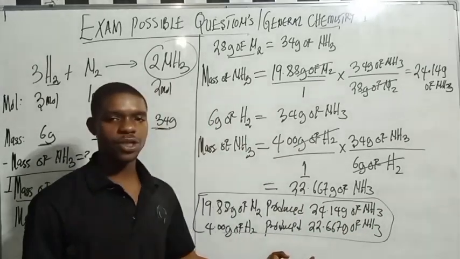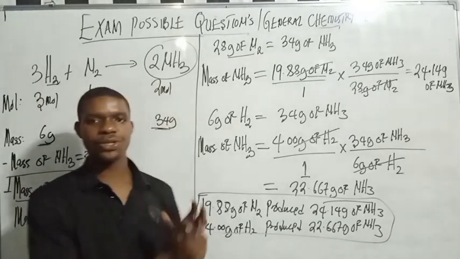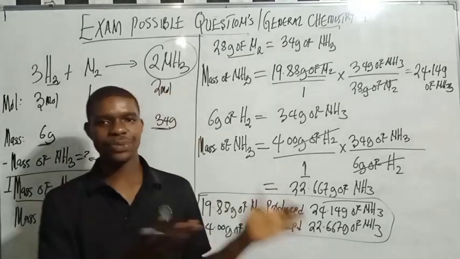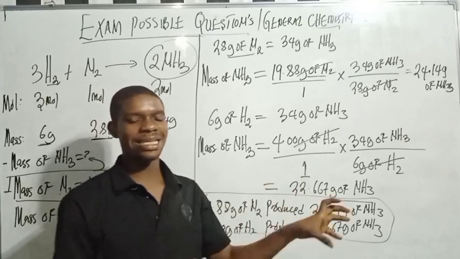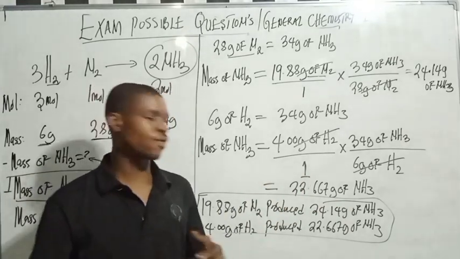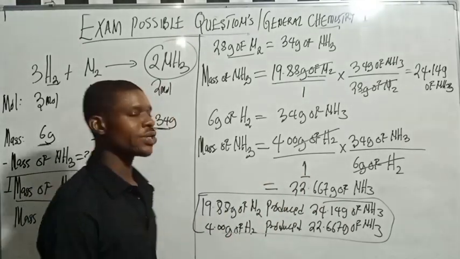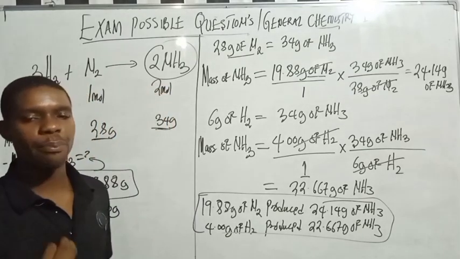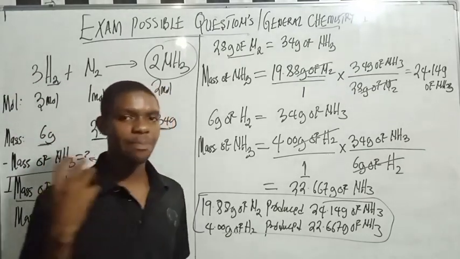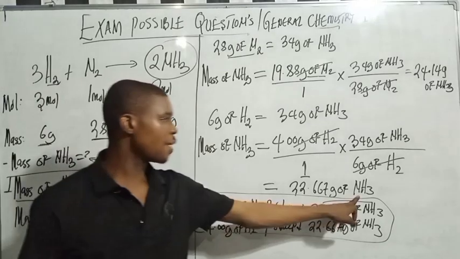Now, the main reason why I love this method is because here you can get the limiting reactant. In some questions, they say, what is the limiting reactant? What is the reactant in excess? And what is the amount of the product produced? Now, in this question, they're asking what is the mass of ammonia produced?